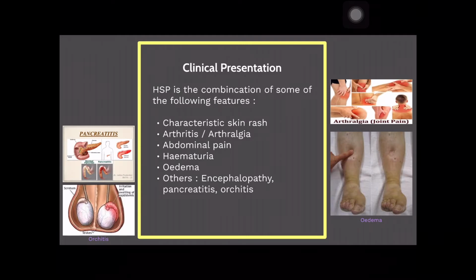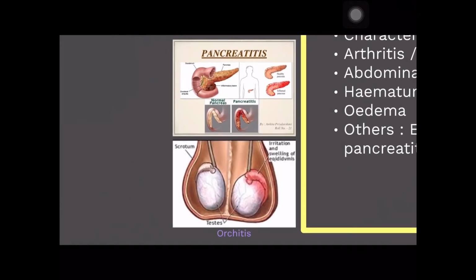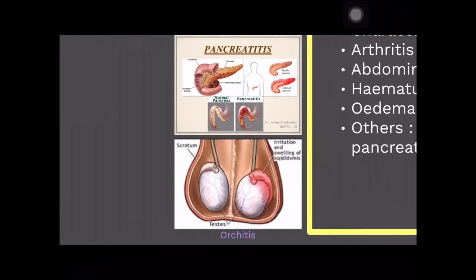Henoch-Schönlein purpura occasionally is associated with encephalopathy, pancreatitis, and orchitis. Pancreatitis is the inflammation of the pancreas, whereas orchitis is the inflammation of the testicle.